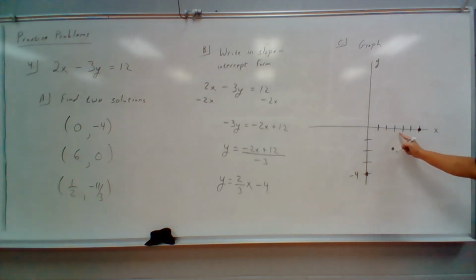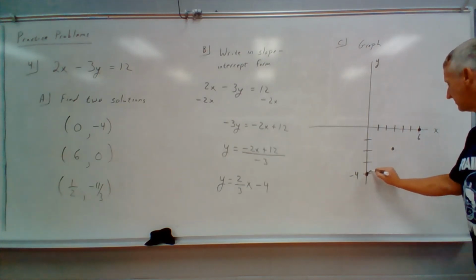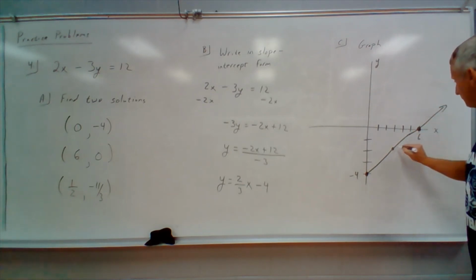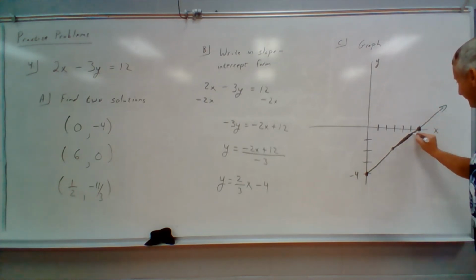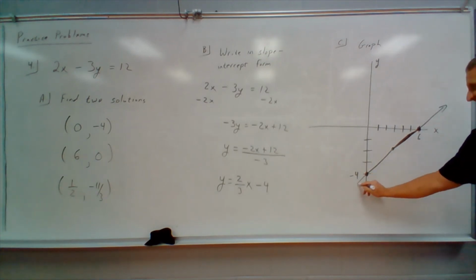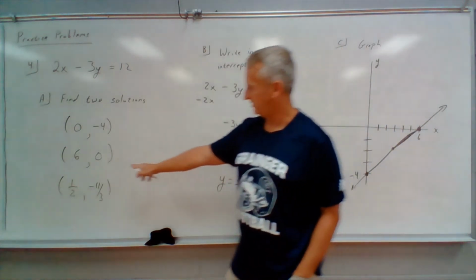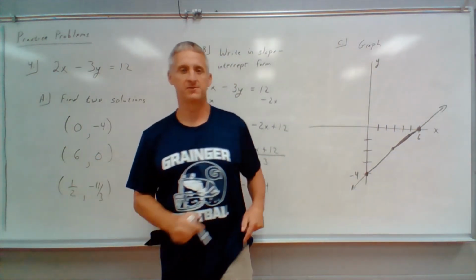1, 2, 3, 4, 5, 6. It's not a very straight line. Oh, that looks a little better. All right, so I got the point (6, 0). Notice that corresponds with the solution we had over here.